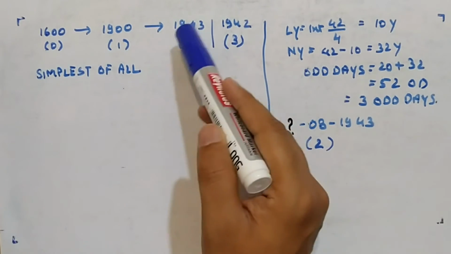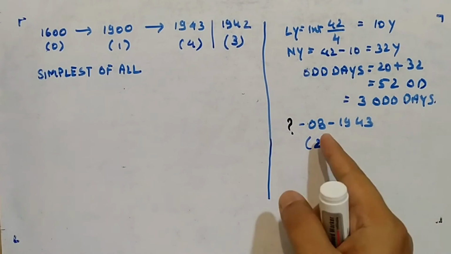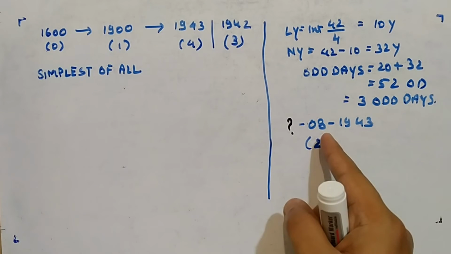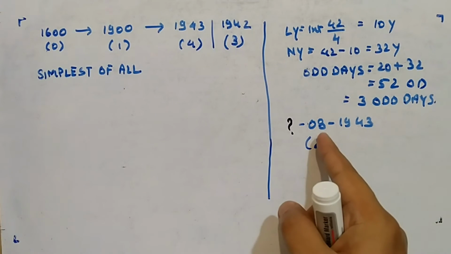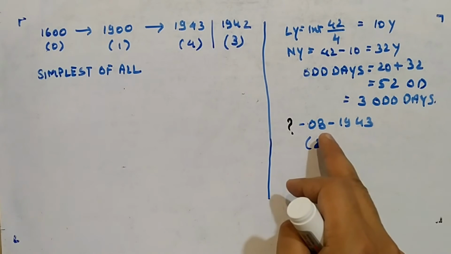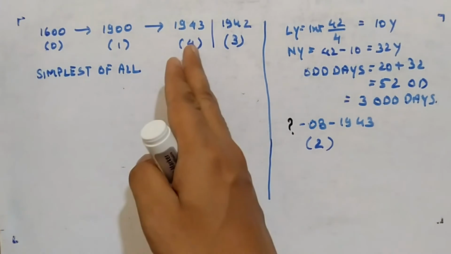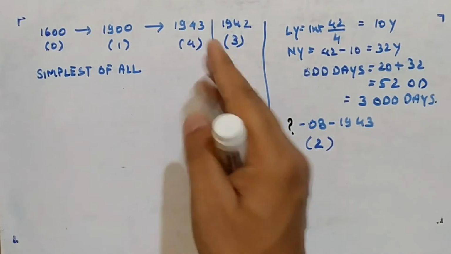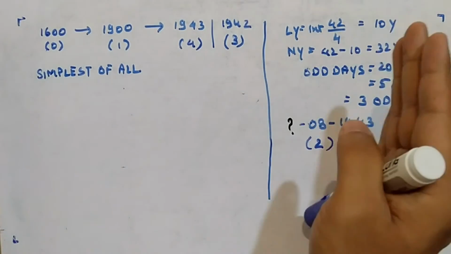Now 1943 is not complete, right? In 1943 we have to go from January till August. 08 means August, so it is not complete. So what we will do is we will go for 1942, because those many years are complete.